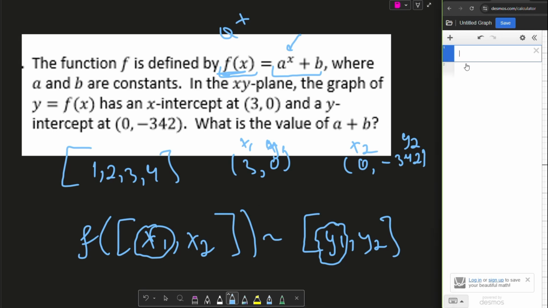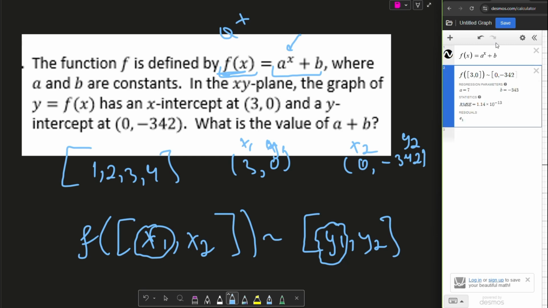And for this method to work, you actually have to write the formula, which we have gladly, and it is a to the power of x plus b. Okay, and after this, you just copy paste everything that I wrote basically. F of, we open parentheses and then square brackets. And in here we will write our x values, which is 3 and 0. And on the right part we write our y values, which is 0 and negative 342. Just as I'm writing it in here. Okay, we get the same answers.